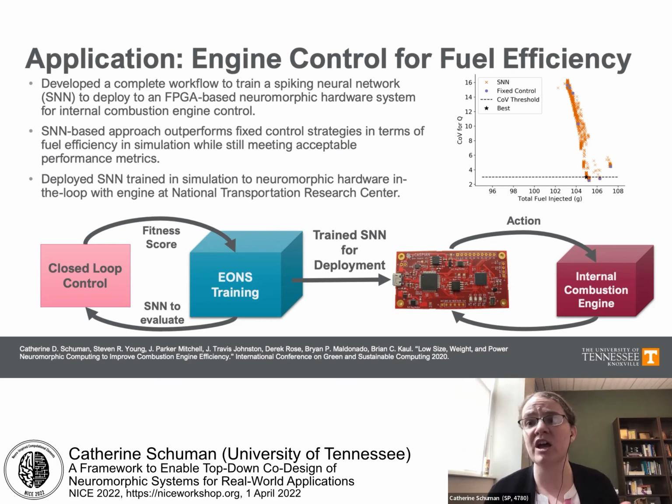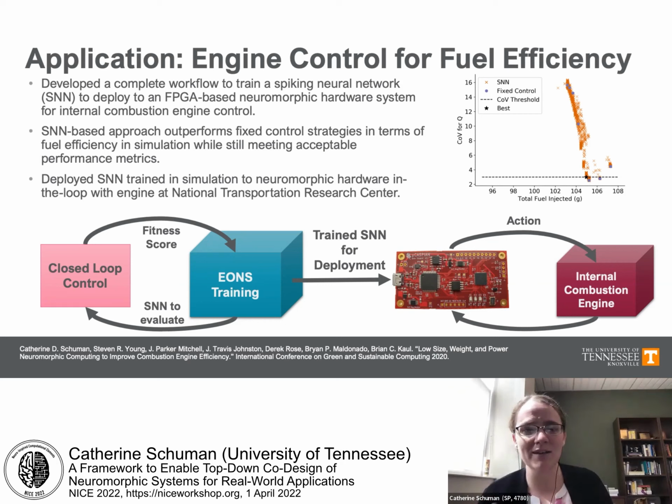So they had a simulation of their engine, and we were able to relatively easily plug that simulation of their engine into our software framework as part of our control environment. And we used EONs in the software framework to train networks in simulation to deploy to one of our FPGA-based solutions. And what we found in simulation is that we were able to see comparable performance in terms of the number of misfires and partial burns that it would cause with fixed control strategies, but we could decrease the amount of fuel that was required. Now, of course, we evaluated that in simulation, and simulation is not perfect. So we wanted to actually understand what it would look like in the real world.